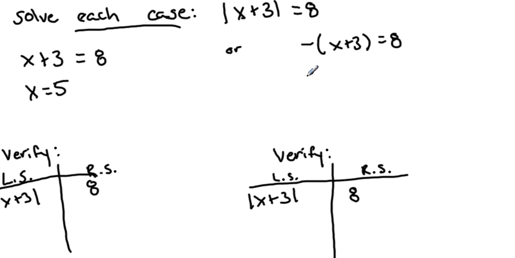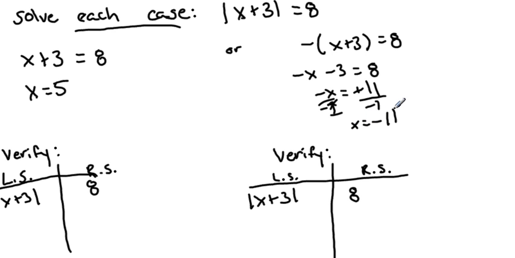Here, we distribute the negative through the brackets. So -x - 3 = 8. Add 3 to both sides. And we get -x = 11, sorry, positive 11. And we divide both sides by -1. And x equals -11. So -11 and +5 are our two solutions.